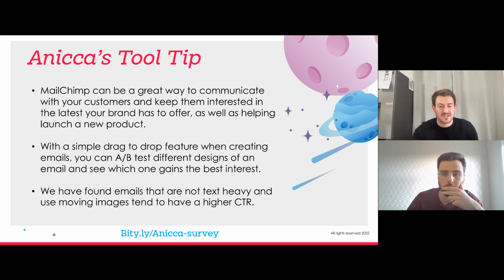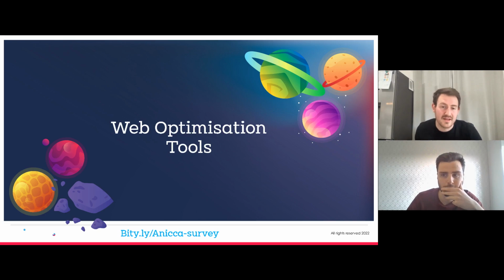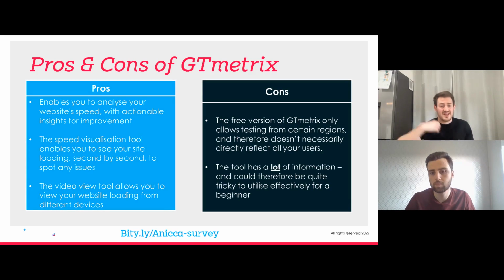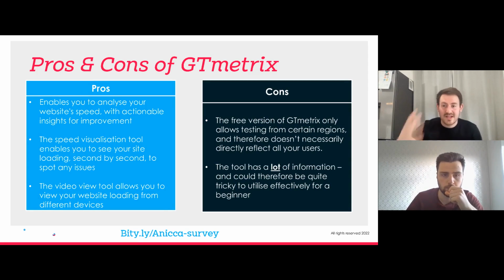It enables you to start to discover which types of creative and which types of email drive the highest traffic to your website. And finally, we have a web optimization tool that is a personal favorite of mine called GTmetrix. Hopefully Jordan can put the link in there for you, for those of you that haven't heard of it. But essentially, GTmetrix enables you the ability to scan your website and find out issues with website speed. And it also provides actionable insights for improvement for your website as well.